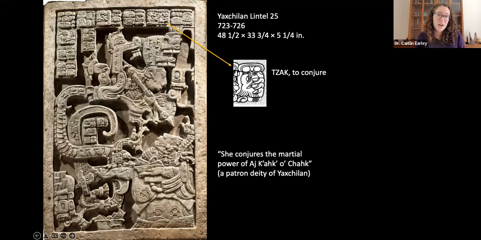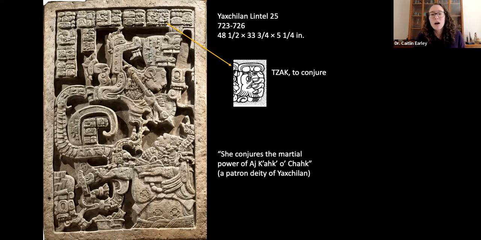The text, though, I should note, is written in something that we call mirror style. Normally Maya inscriptions are going to begin on the upper left up here. This one actually begins on the upper right. So it's written backwards. And we'll talk a little bit about why that might be going on in a few minutes. But the text is still legible. And what it tells us, in an English paraphrase, is that she, Lady Shuk, conjures the martial power of Kak Ochak.